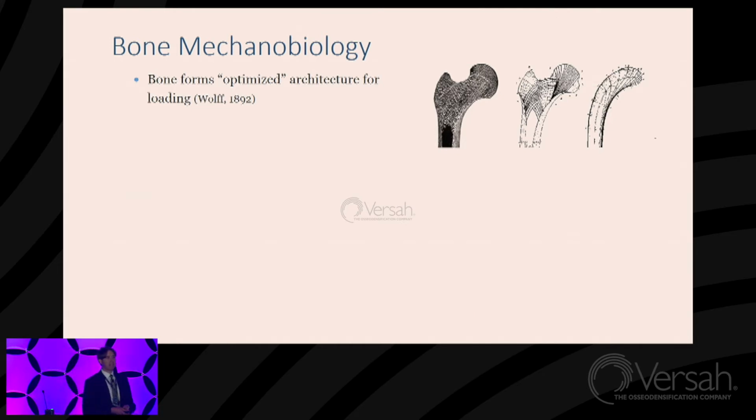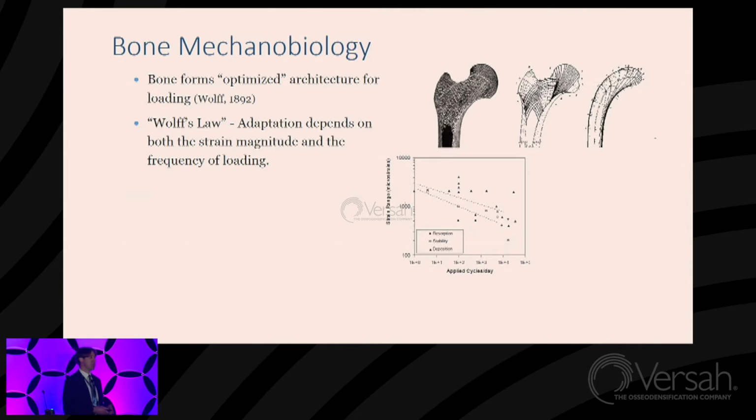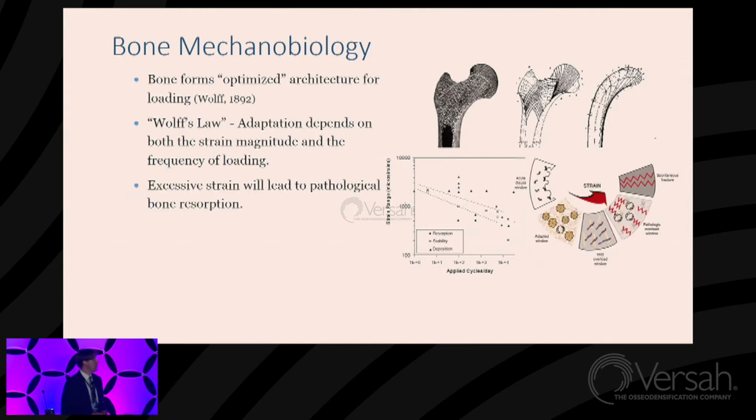People have recognized for a long time that bone optimizes its geometry to the direction of loading. This is called Wolff's Law, and that adaptation is proportional to the magnitude of loading as well as the frequency of loading. If you apply very low magnitude or frequency of loading, then bone will resorb. If you increase the frequency of loading, you can get increased density of bone and increased properties. But if you exceed a certain threshold, then you're going to damage the bone. So what we want to avoid is excessive strains that would lead to pathological bone resorption.